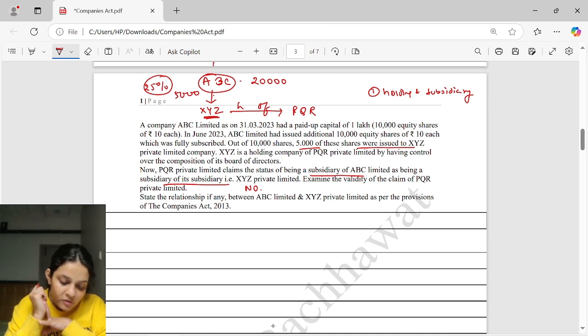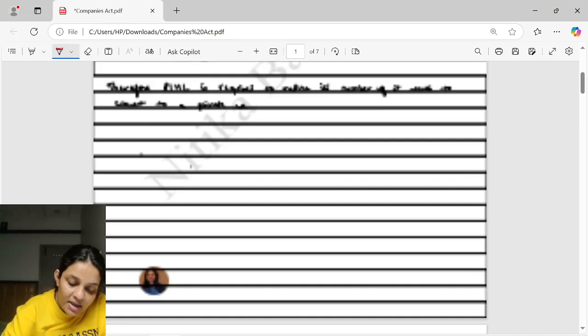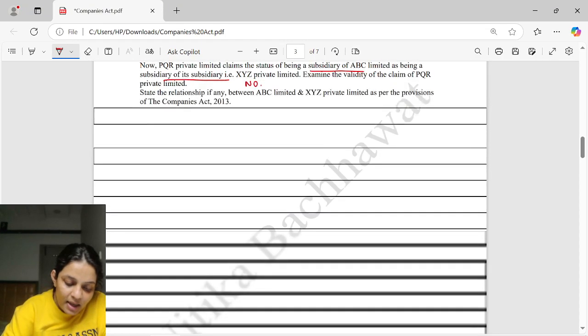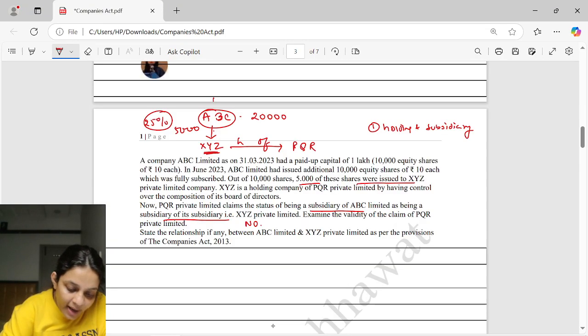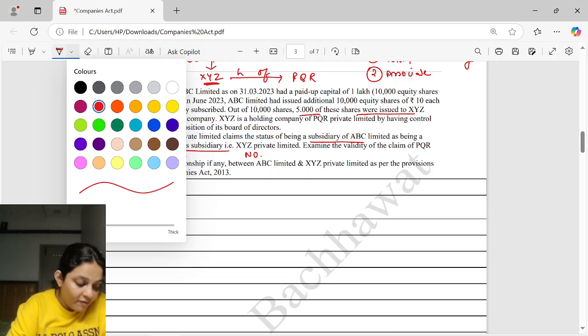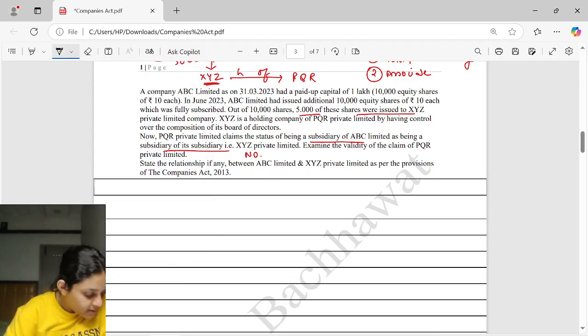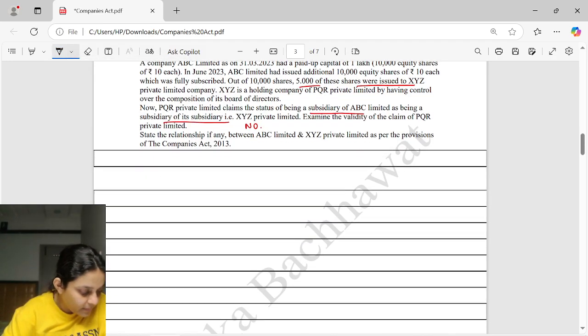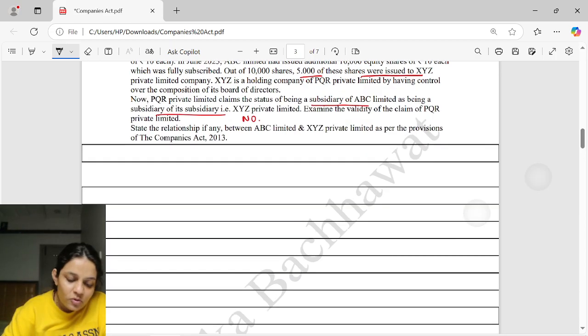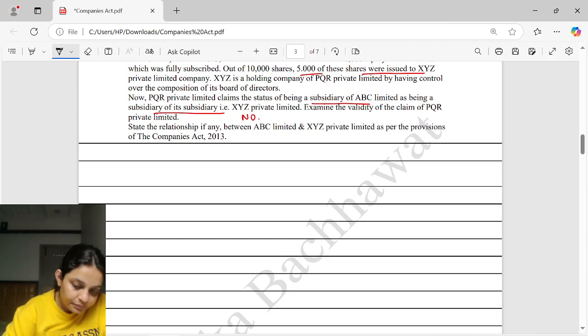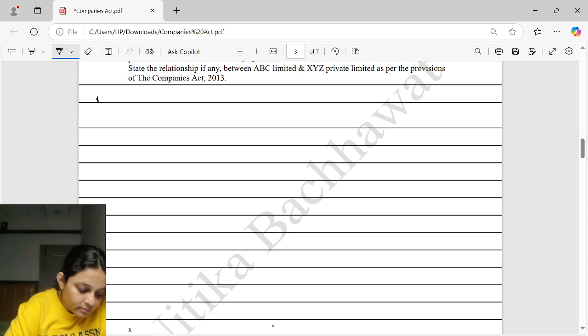State the relation, if any, between ABC and XYZ. Is there any relation between ABC and XYZ? Yes. Because XYZ is holding 25% shares of ABC, ABC is the associate. So that means I have to write about associate. Correct? It's a 7 marks question, so you have to be quite elaborate with your answer. Correct, Harsha. Why don't you guys also write the answer along with me? It will be good actually.